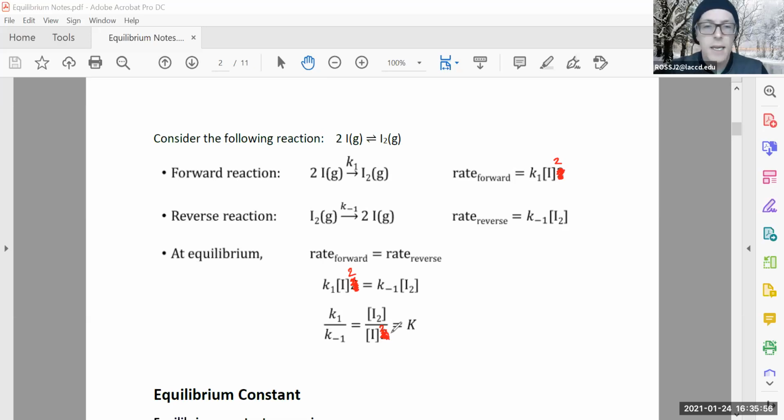And we can see a nice solid link here, the type of link that we made in our Michaelis-Menten kinetics video, that the ratio of rate constants is an equilibrium constant. So we have a ratio of rate constants is equal to an equilibrium constant.